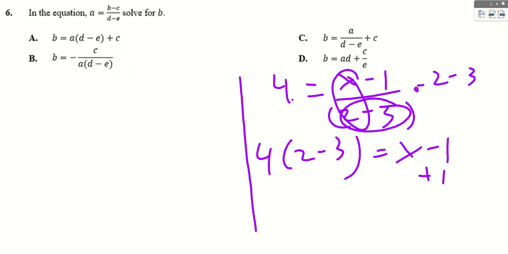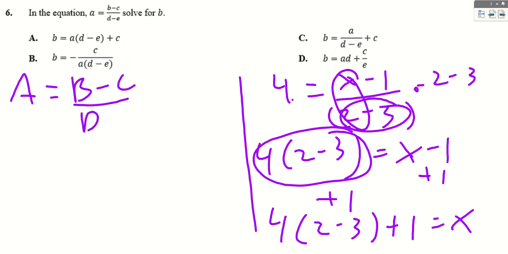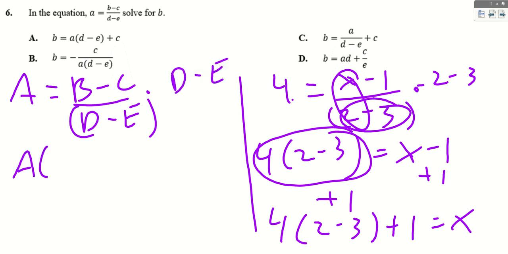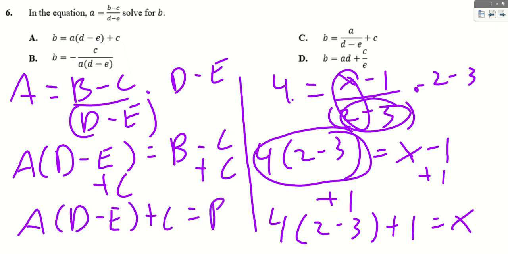Then I would add 1 to both sides because that doesn't combine with the x. This is currently being multiplied and is currently busy. So I would do 2 minus 3 plus 1 is equal to x. Now, doing the equation that they gave us, using our previous example, I'm going to do the opposite of multiplication. If I do to one side, I have to do to the other. So I have a times d minus e is equal to b minus c. I'm going to add c to both sides, and then I get a times d minus e plus c is equal to b.